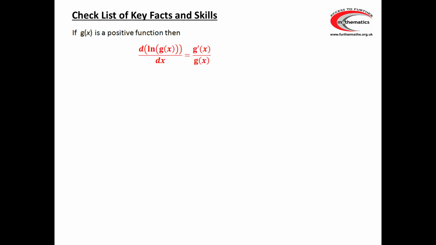Now, the key fact that we're going to be using time and time again is that if we want to differentiate the logarithm of a function of x, then the chain rule will give us that the derivative is the derivative of the function, so that's g dash x, divided by the function itself, g of x.